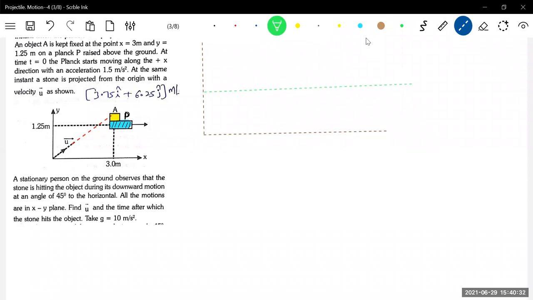Let's have a small diagram like this. So here the stone is thrown, and there's a plank. I'll draw small things. I'm going to project it with a certain speed u at an angle theta. So it has to describe a parabolic path. So it is going to describe a parabolic path.